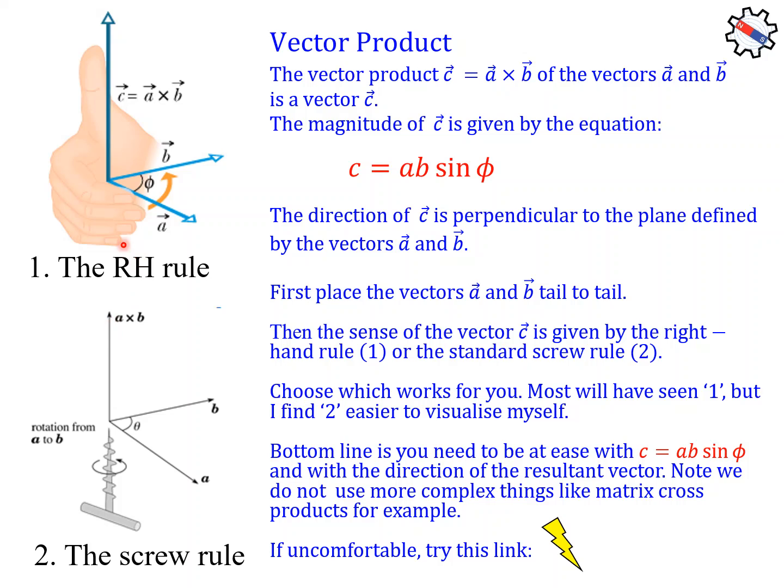I find it much more useful than the first rule, but it's really up to you what you find works best. The bottom line is that you do need to be at ease with this idea of a cross product, and you do need to be at ease with determining the direction very straightforwardly. And if you're not, maybe click on this link or look at other online references to get yourself a bit more comfortable with cross products. You will need them to understand this magnetism thing.